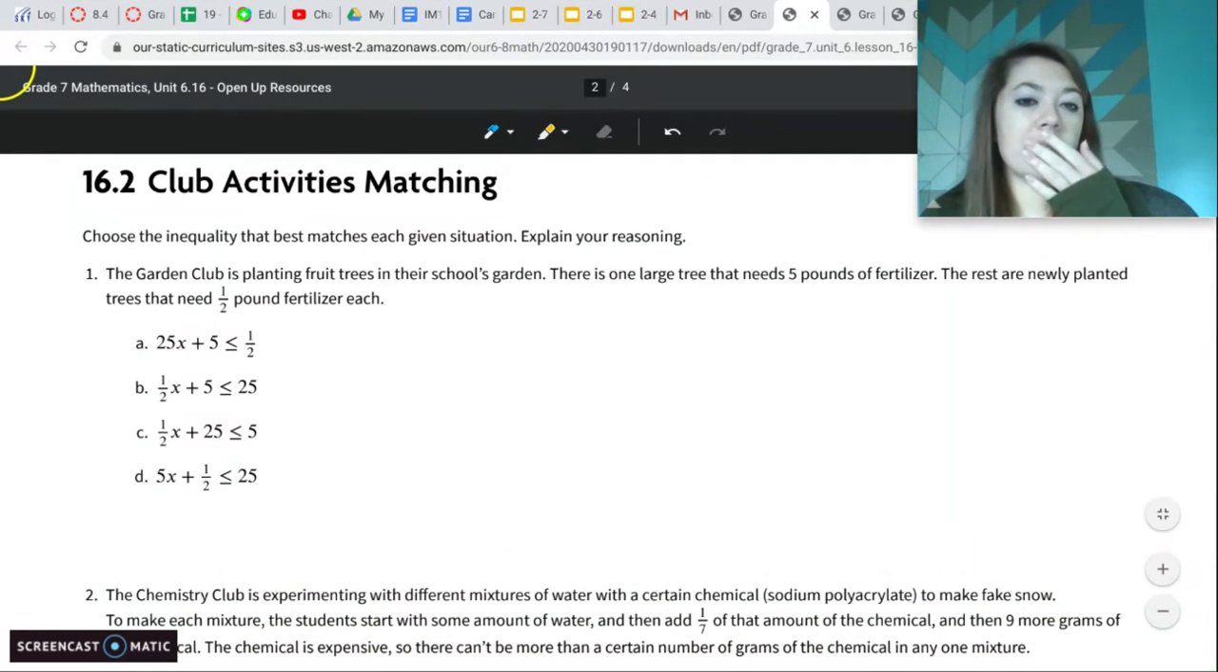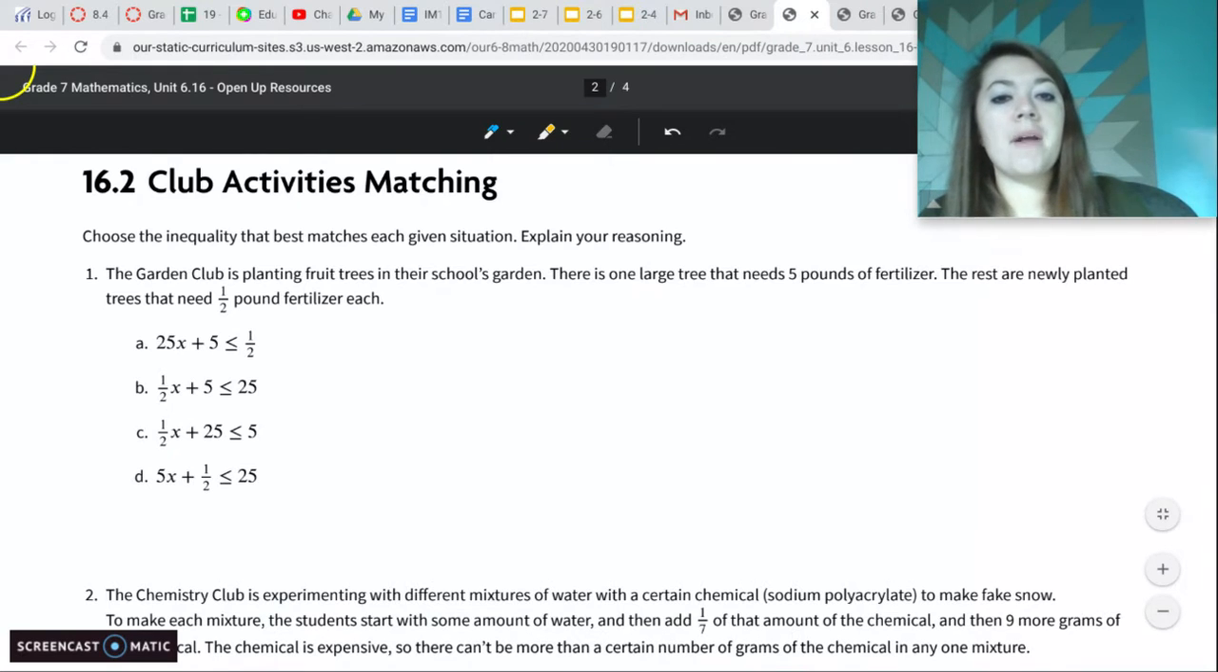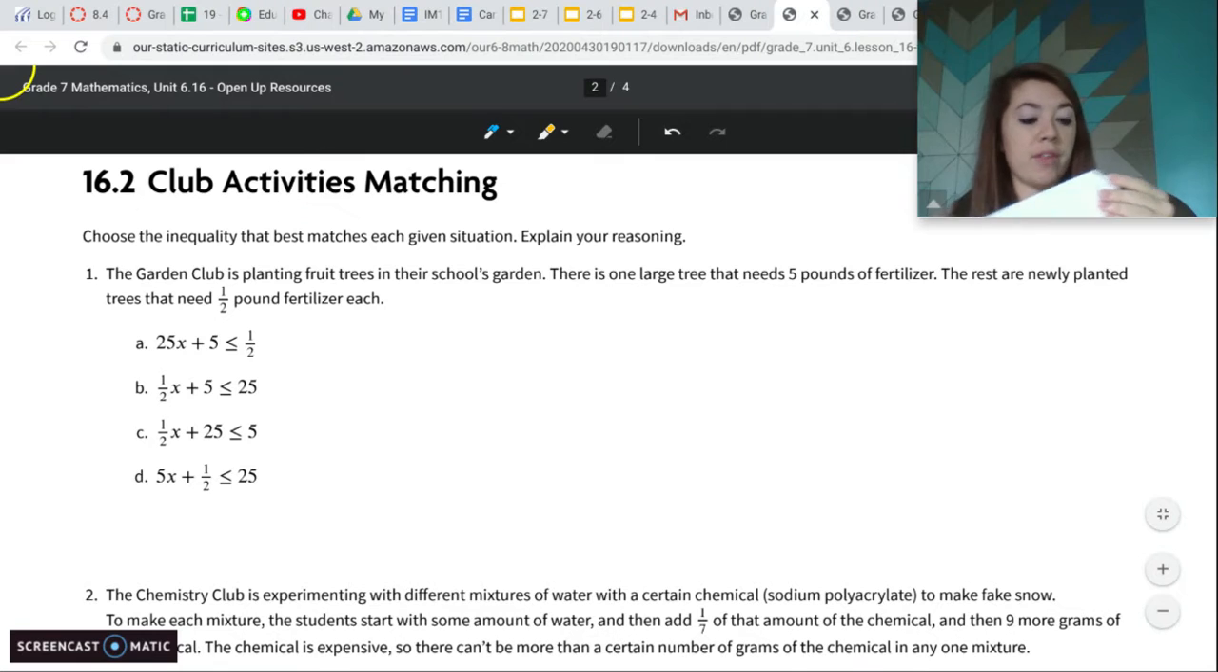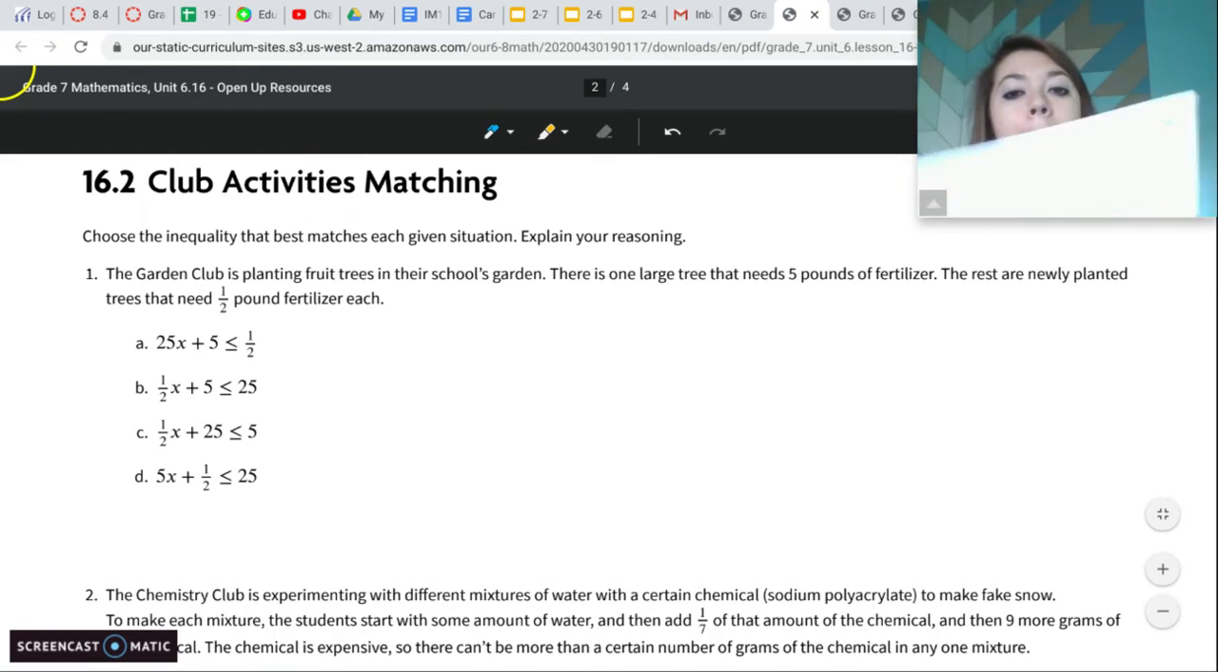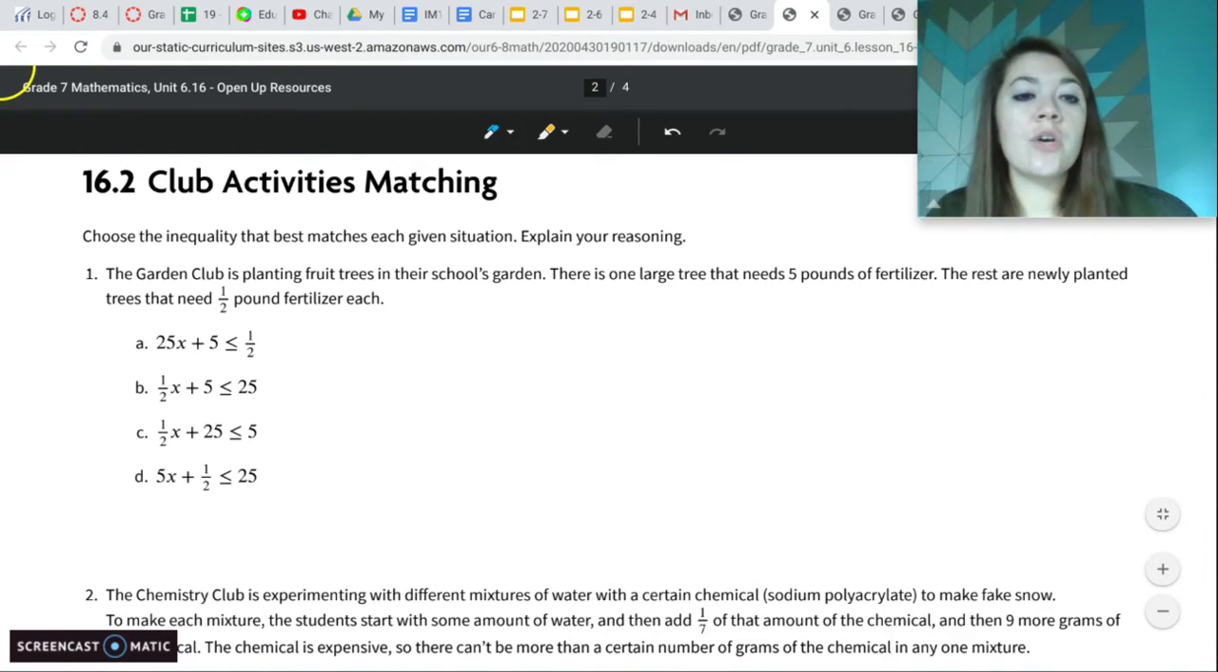All right, club activities matching. Choose the inequality that best matches each given situation. No, we do not have to solve these. We just have to figure out which one best represents the situation. So the garden club is planting fruit trees in their school's garden. There's one large tree that needs 5 pounds of fertilizer. The rest are newly planted trees that need a half pound fertilizer each.